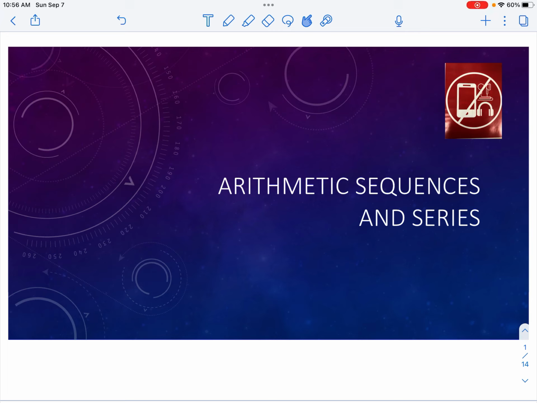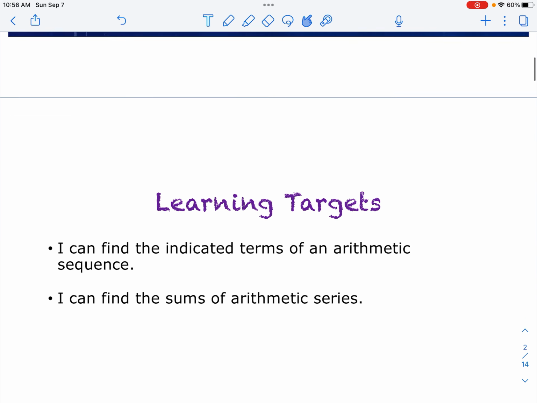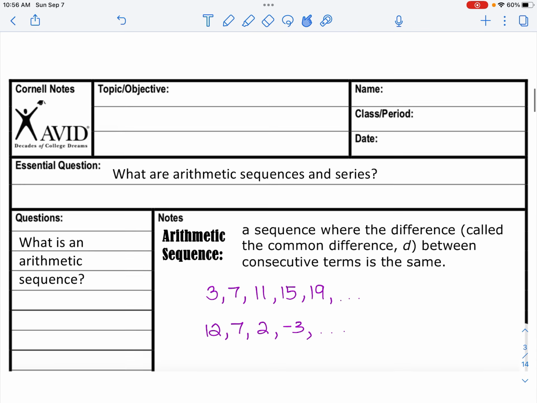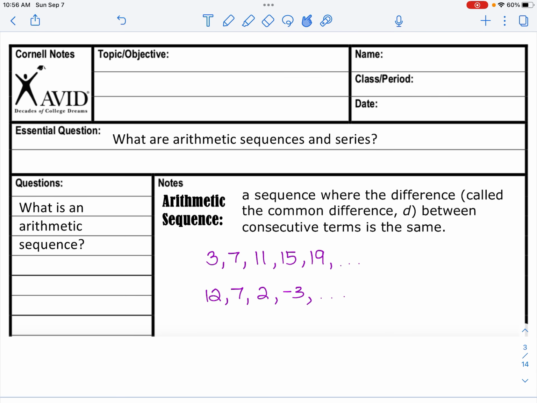Hello. Okay, today we're going to start talking about arithmetic sequences and series. Here are our learning targets. All right, what is an arithmetic sequence? And also today we're going to talk about series as well.